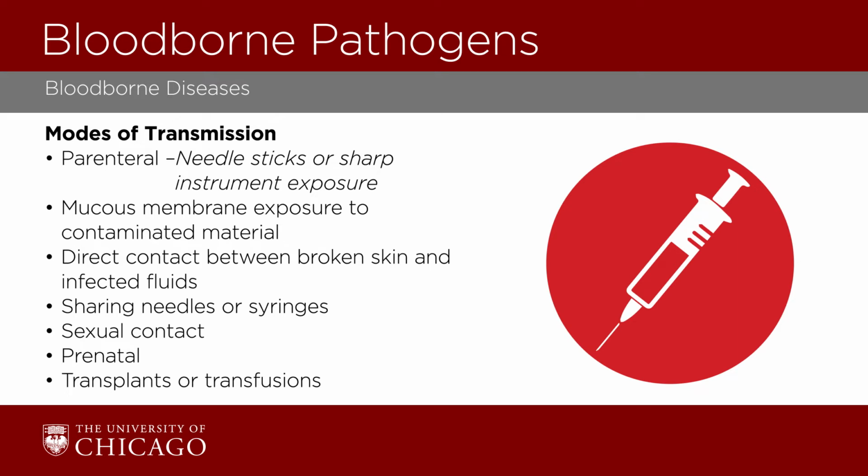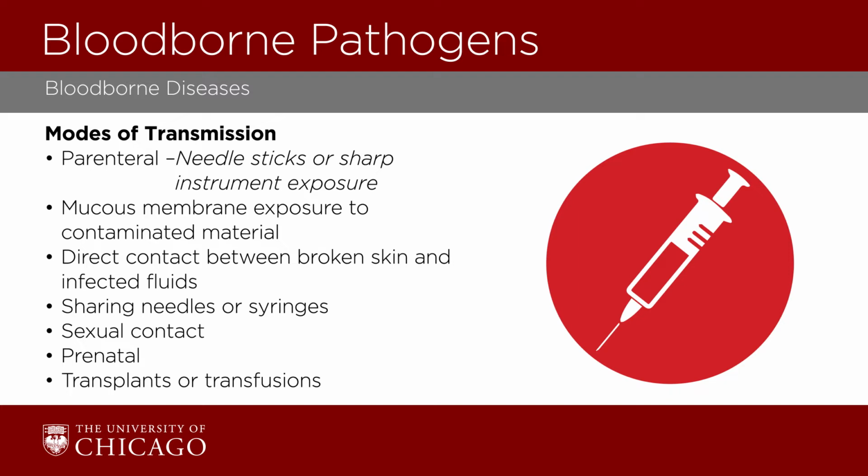Parenteral is a mode of transmission whereby direct inoculation of the skin occurs. If the skin is punctured by a needle stick or other sharp object contaminated with blood or other potentially infectious material, OPIM, the virus can be transmitted. This is the most likely mode of transmission. Mucous membrane can be a route of transmission if contaminated material is splashed into the eyes, nose, or mouth. Direct contact may occur between broken skin and body fluids infected with HBV.